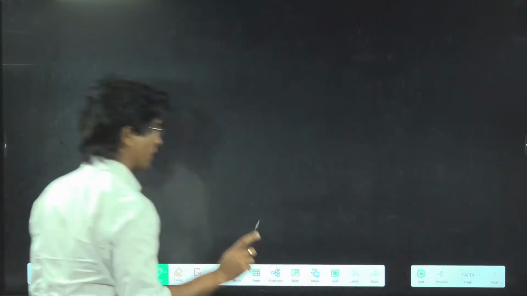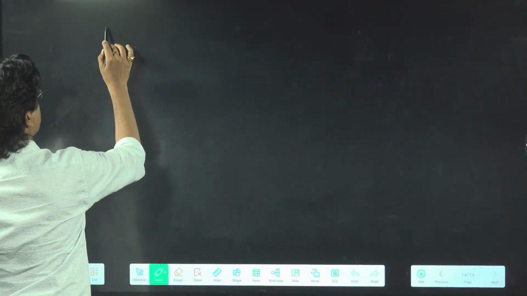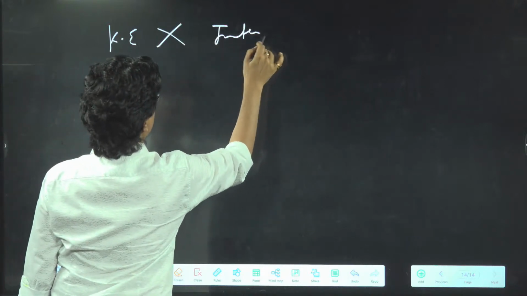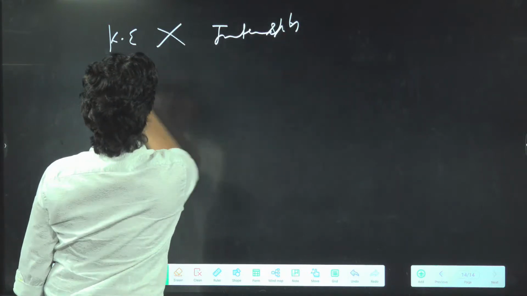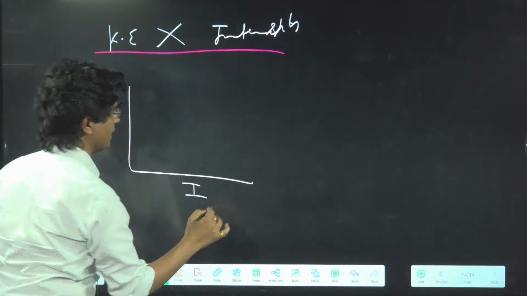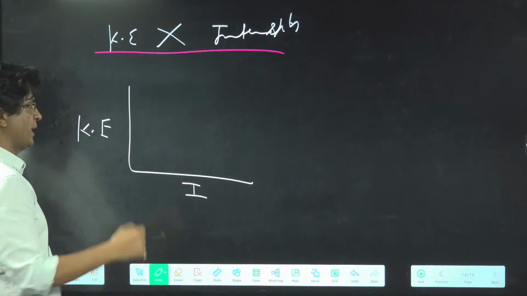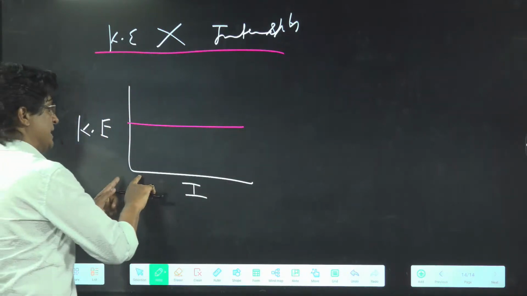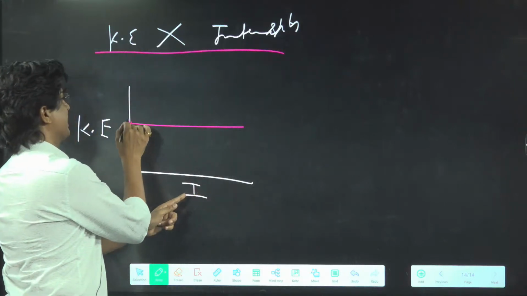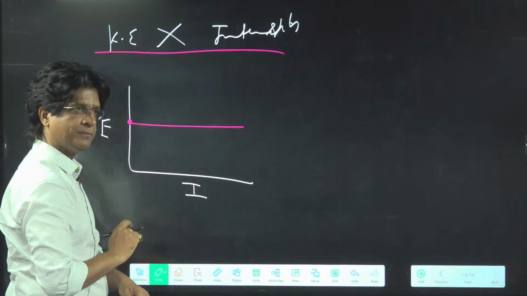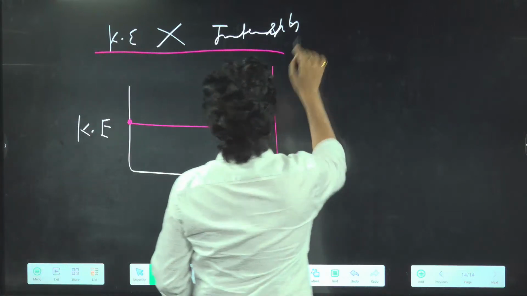Okay. So now understand one thing. Kinetic energy does not depend on intensity. So what is the graph of that? If I have kinetic energy and intensity, the graph will be what? A straight line parallel to the intensity axis, because intensity is increasing, but kinetic energy remains the same. It is not increasing. Sure about it? Constant.